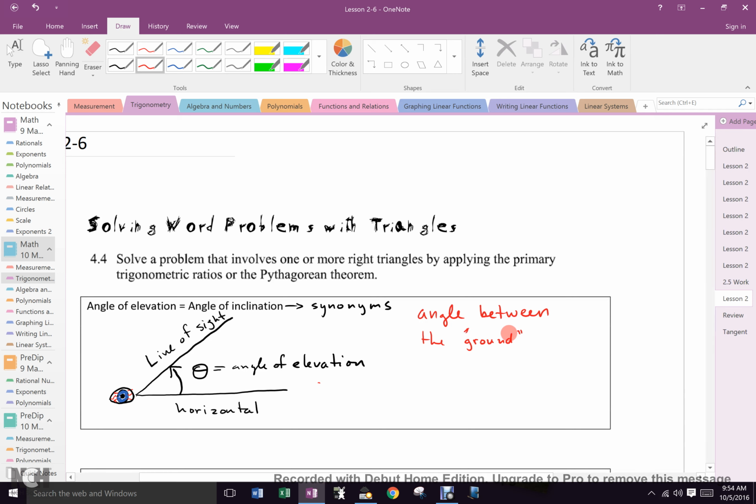Anyway, it's the angle between the ground and where you look up. Okay? That is the angle of elevation, which everybody understands. No problem. They get it.